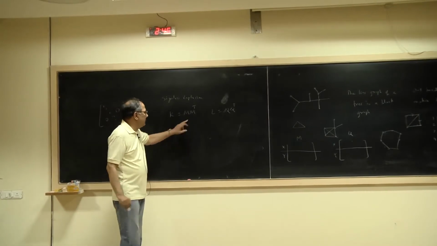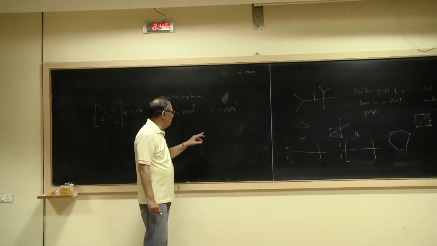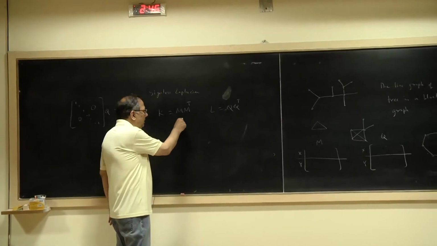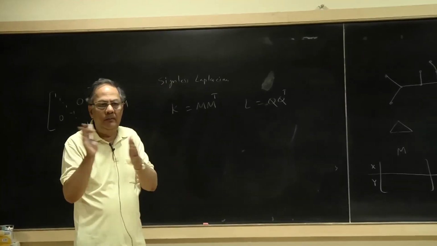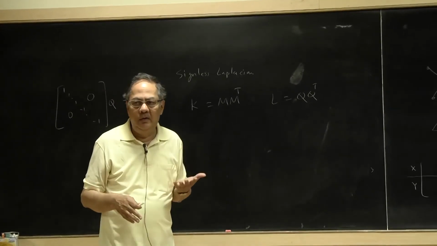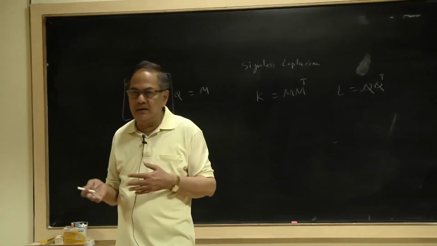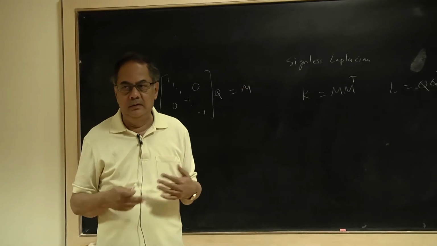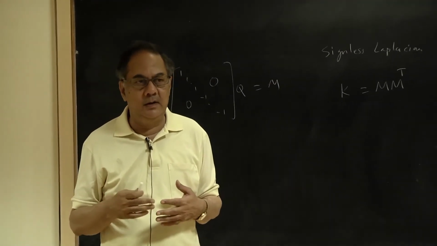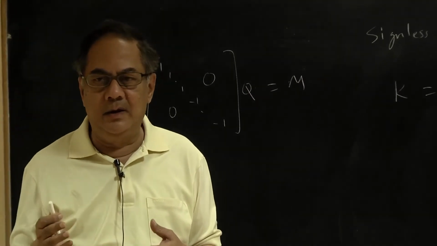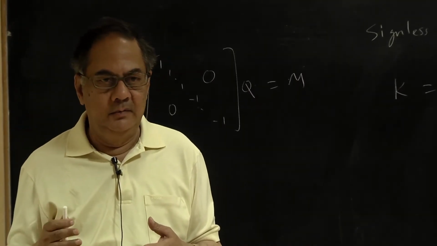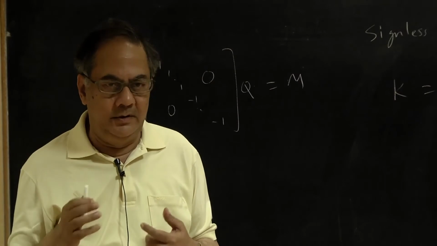So for the signless Laplacian, on the diagonal you have the same thing, the degrees, because if you multiply MM transpose, you get the degrees. And off the diagonal, instead of minus 1, you have a plus 1. If two vertices are adjacent, it is plus 1. So it is the same as the Laplacian, except that the off-diagonals are made positive. Zeros are kept at 0, but the minus ones are made positive.